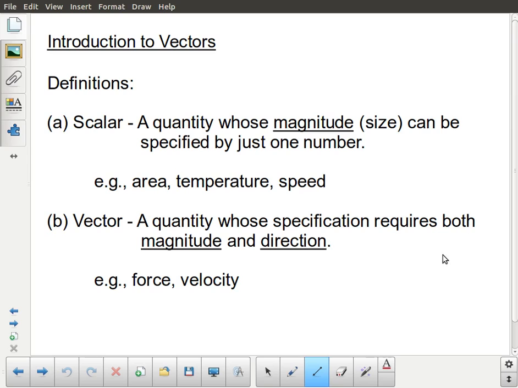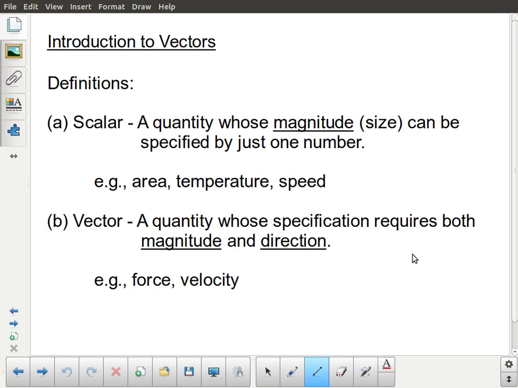Some definitions we're going to want to make sure that we keep in mind as we discuss vectors, and you should have seen these before at some point in time in previous courses. The first one is the idea of a scalar. A scalar is just a number that you're used to dealing with, so it's a quantity that is specified by a number. And so some examples of scalars: area, temperature, speed, distance, length, those sorts of things. So we can represent those with numbers and the units that go along with them.